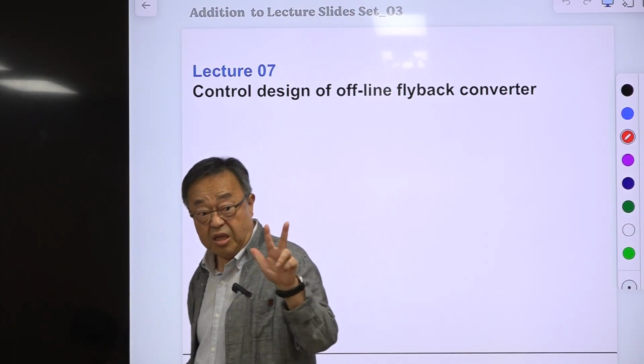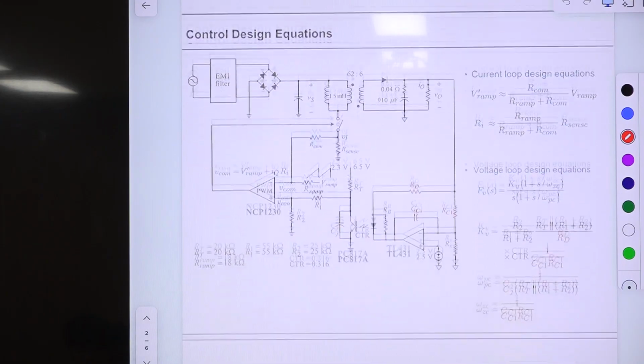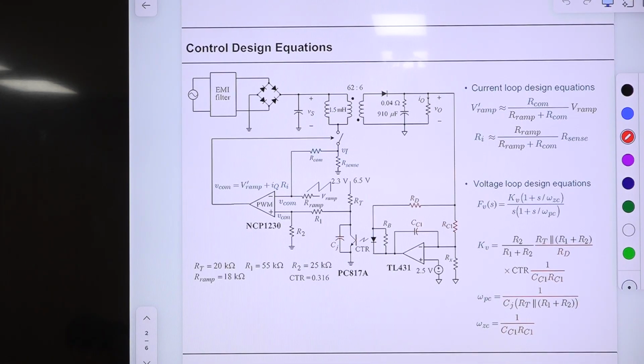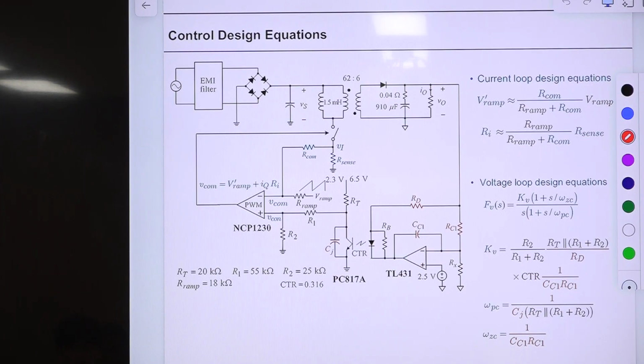So there are three different tasks here. I won't write them down here, but during this lecture that concept will become evident to you. Let me show you the schematic of our offline converter.